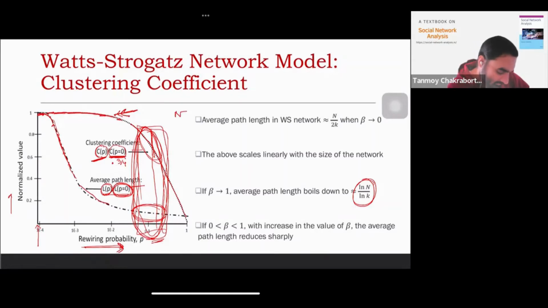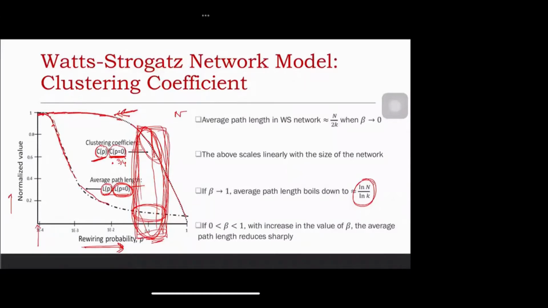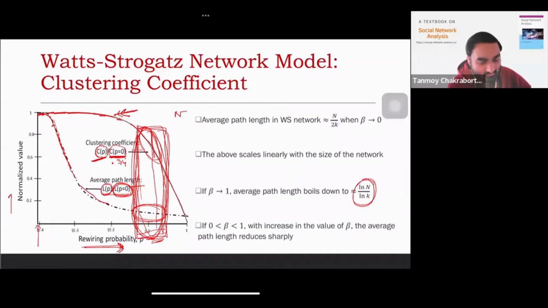So they said that if you really want to generate a real world type network using the Watts-Strogatz model, you start with a lattice network. You keep on increasing p, and around a p value of 0.01 to 0.1 or 0.2, whatever structure you get would be quite similar to a real world network. Yeah, question.